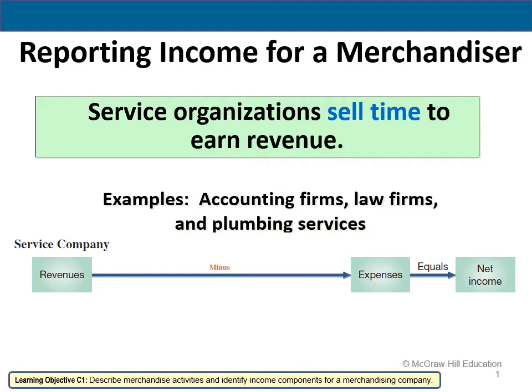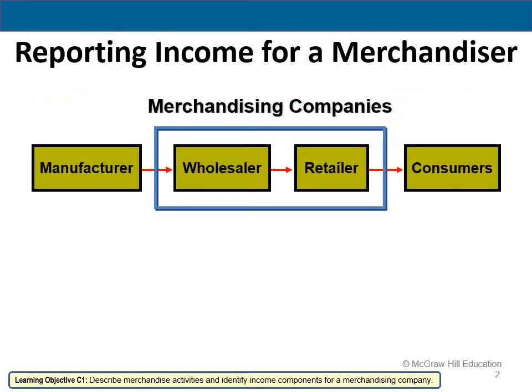All right. So on this slide here, we see the general process to net income for a service company, which we know we've done: revenues less expenses gives you net income. We've done that several times. A merchandiser, however, has some additional steps. But let's talk about what a merchandiser is.